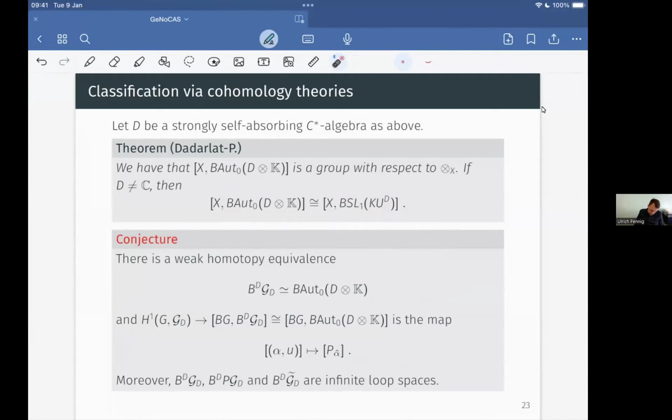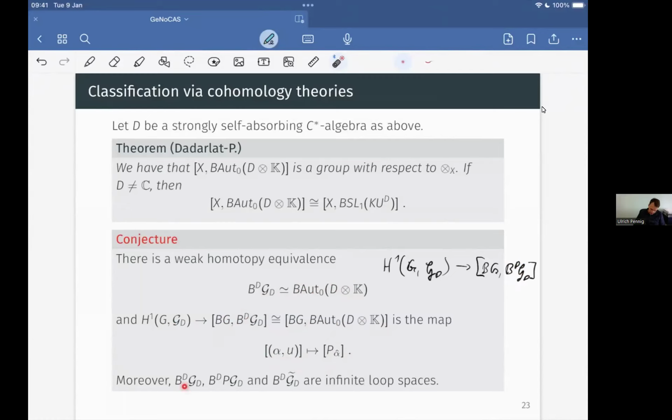Okay, and now, of course, the conjecture is that this is what's happening with this map here, right? If I have H^1 of G with coefficients in G_D, I have this map to this homotopy set here. And the conjecture is that this classifying space that you have here is nothing but the classifying space of the identity component of the automorphisms. And then, of course, this map here that you get from going here and then using this weak equivalence, that map should correspond to this process of associating the principal bundle to this cocycle action, or to this action, I guess.